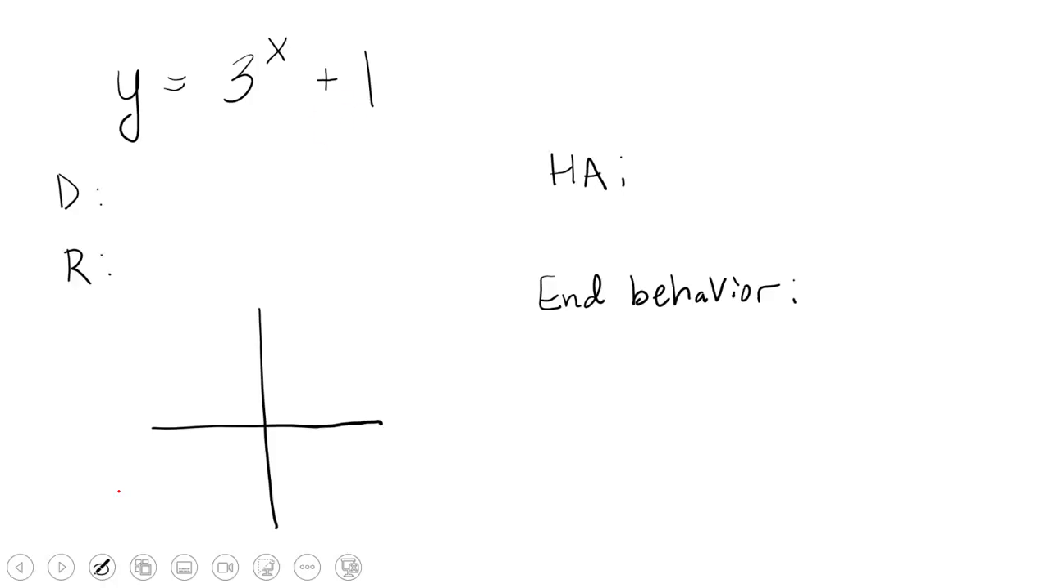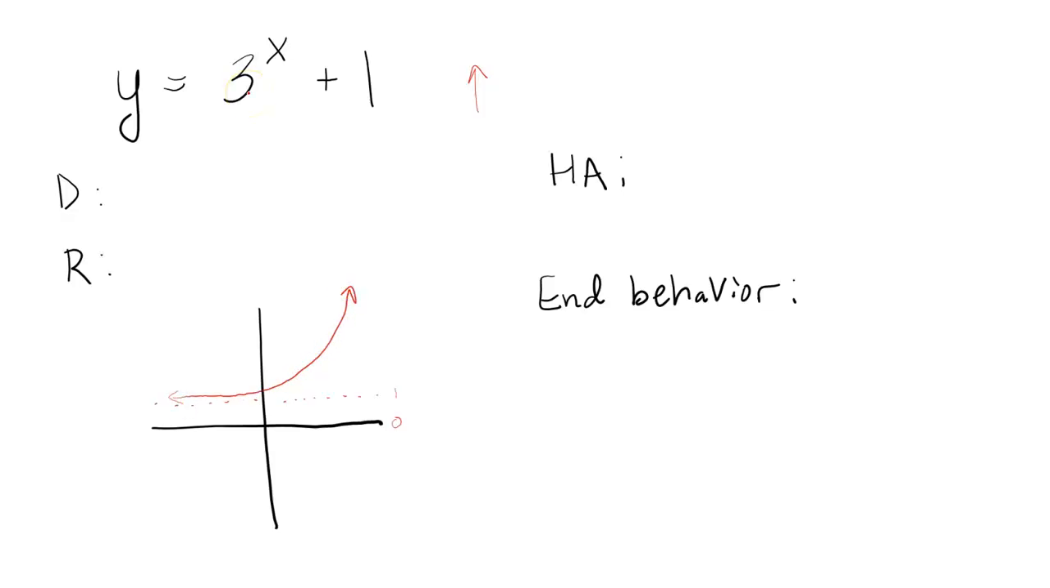Anytime you add on the outside of the function, that is going to shift it up that many units. So where my horizontal asymptote is normally at 0, it's now going to be at 1. I'm basically shifting up from 0 to 1. So instead of my function riding along the 0, I'm now going to ride along the 1.